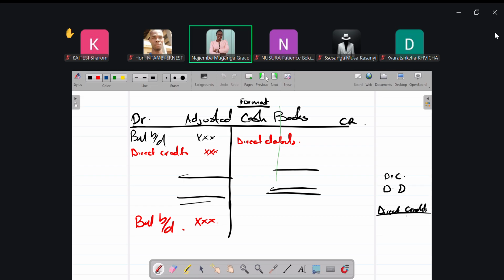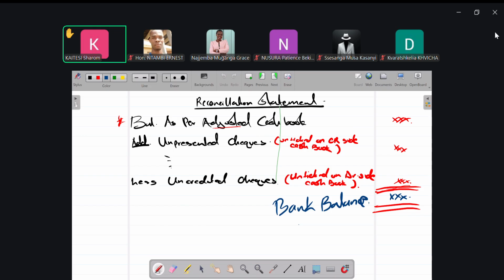What if what? Hello? Yeah, on the bank reconciliation statement, before adding the unpresented checks and lessing the uncredited checks, was there also a balance as per adjusted cash book? Oh, it was a mistake that I did. It should be there unless there's another method you're using.